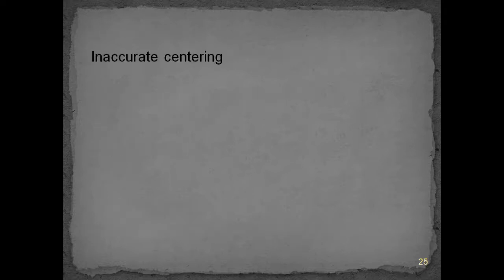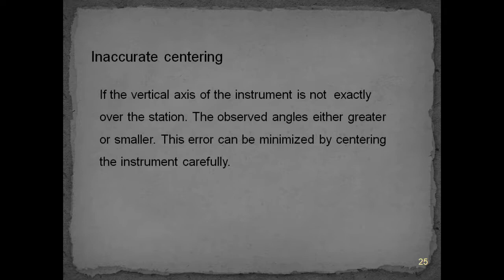Okay, coming to inaccurate centering. If the vertical axis of the instrument is not exactly over the station, the observed angles will be either greater or smaller. This error can be minimized by centering the instrument carefully. If you take a dumpy level, there is no need to fix it on a known station point; you can fix it anywhere as per your convenience. Whereas a theodolite has to be definitely fixed on the known station point.